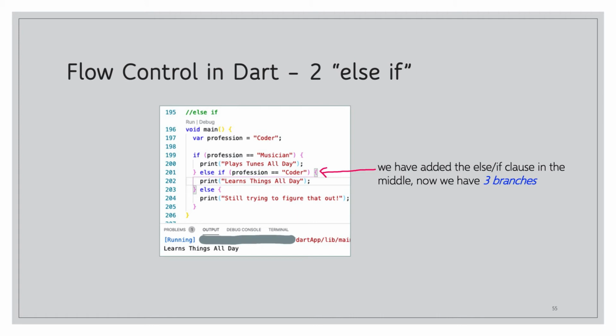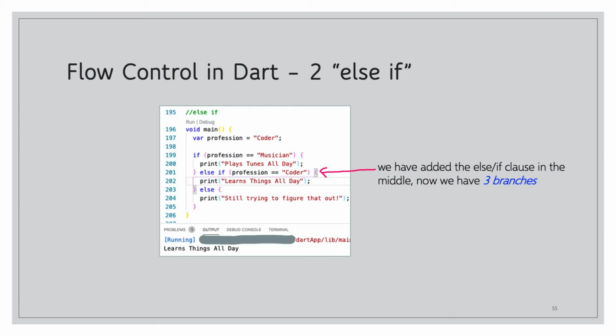var profession = coder. If profession equals musician, print plays tunes all day. Else if profession equals coder, now you see right here, our condition will be satisfied, our test will be satisfied. Print learns things all day. Else, print still trying to figure that out.